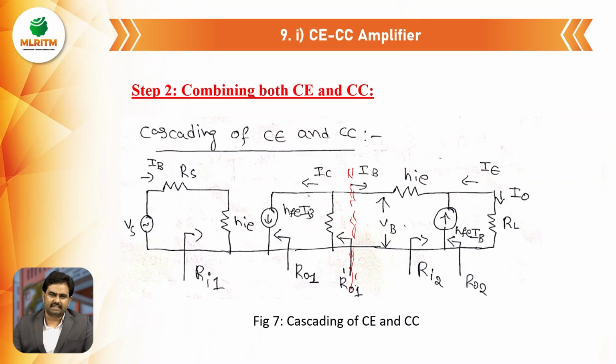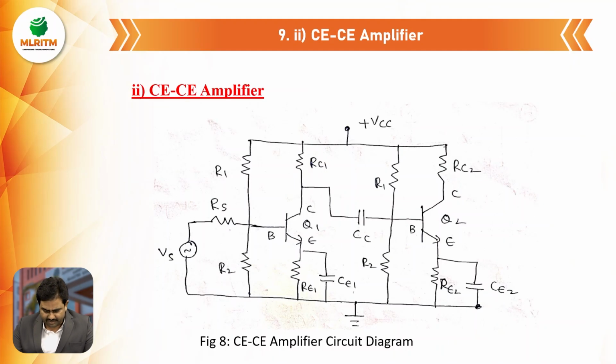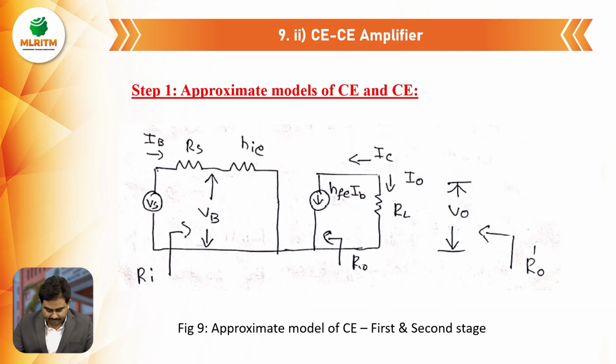Now we will see a second example of the same type. We are going to connect two stages that are both CE amplifiers. That means the first stage is CE, and the second stage is also CE. As we discussed earlier, this Q1 represents the first stage, that is CE, and this Q2 represents the second stage. Here also we have connected CE. So now we will see the same type of amplifiers connected in two stages.